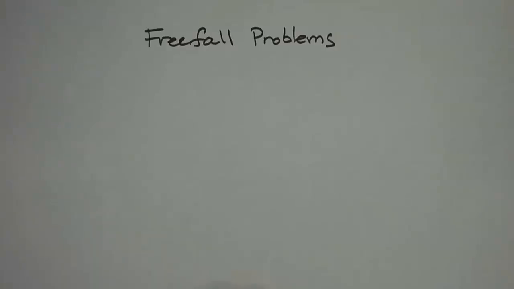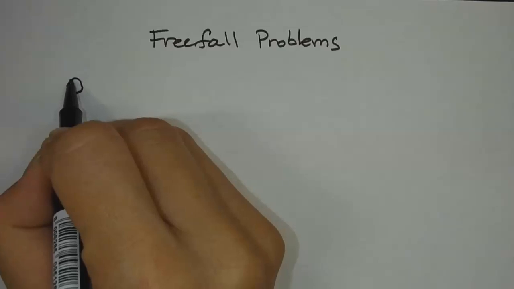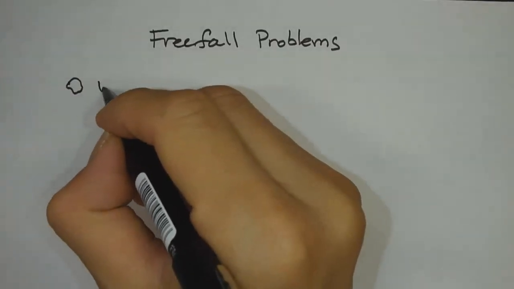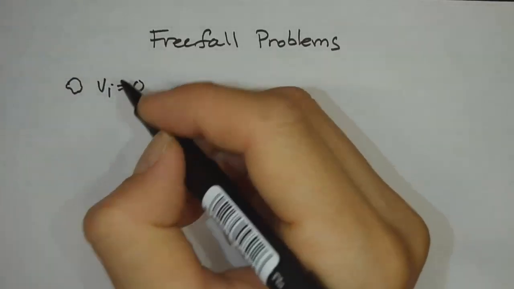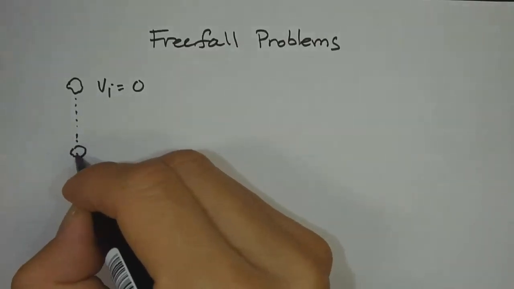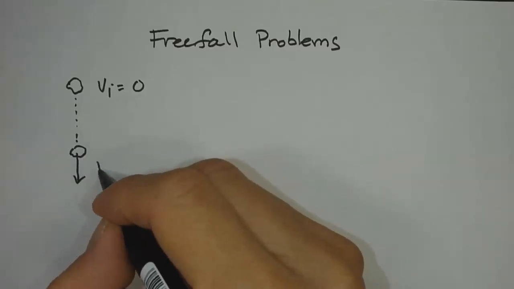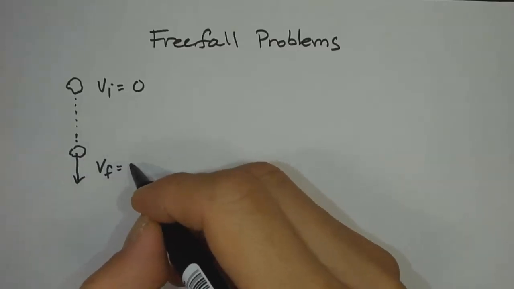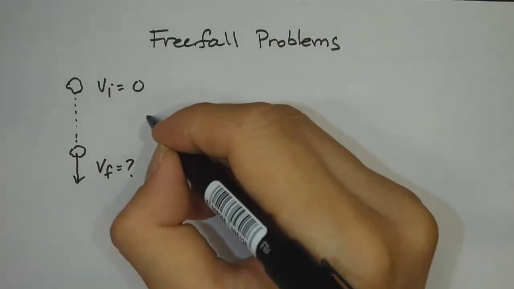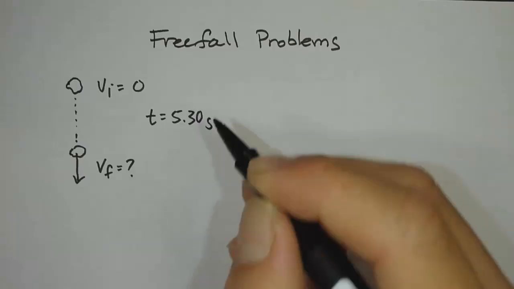In this video we're going to work through some free fall problems. We're going to start with a stone that is dropped. It has an initial velocity of 0, and at some time later we want to figure out how far it has fallen. We don't know the final velocity. We know that it has fallen for 5.3 seconds.